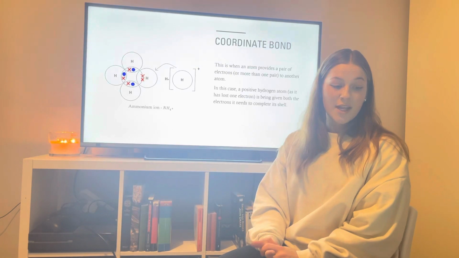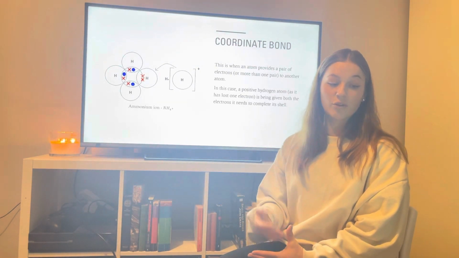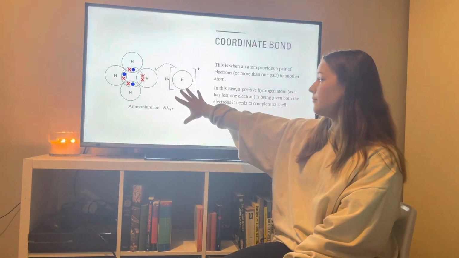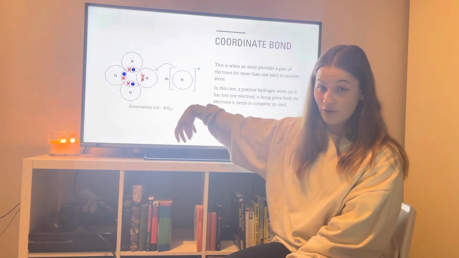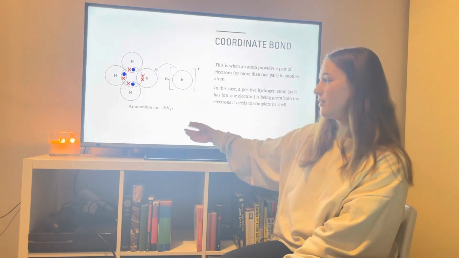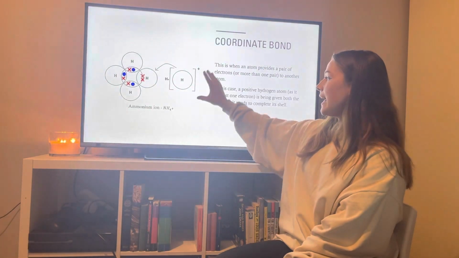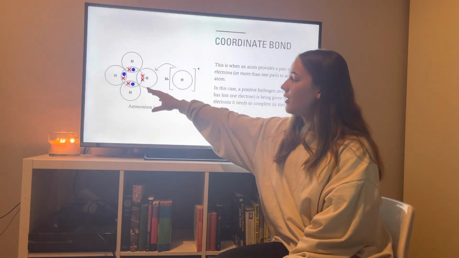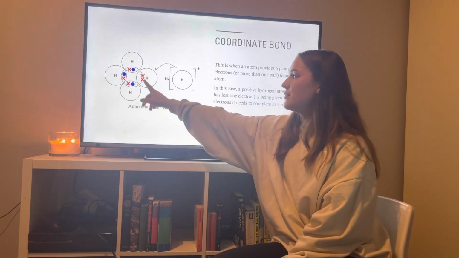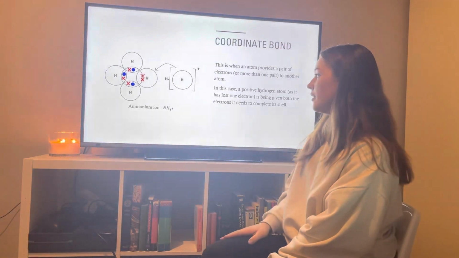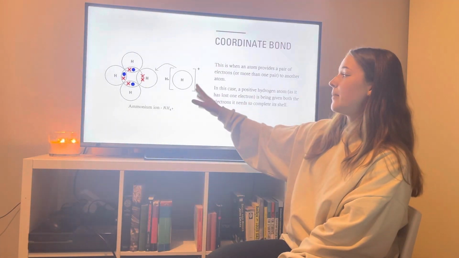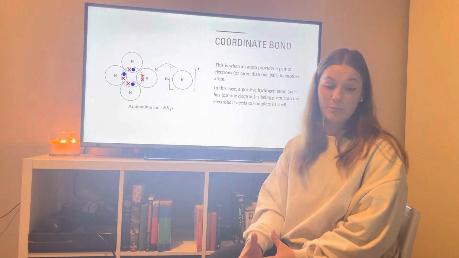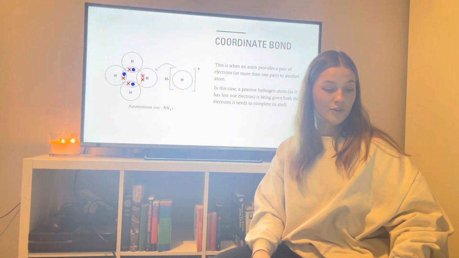A coordinate bond is when an atom provides a pair of electrons or more than one pair to another atom. In this case, a positive hydrogen atom is positive as it's lost an electron, and hydrogen only had 1 in the first place, so now this is an empty shell. It is now covalently bonded with nitrogen, and nitrogen has already covalently bonded with hydrogens that did have 1 electron. So nitrogen has now given its 2 spare electrons to the hydrogen, giving hydrogen a full outer shell. Now it's stable, resulting in a complete shell.